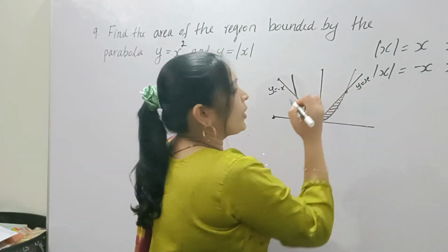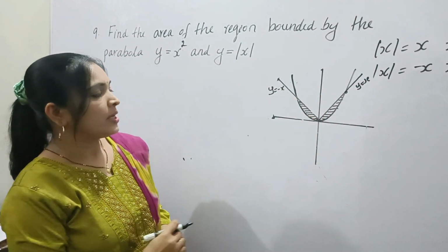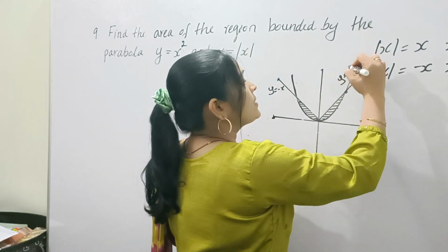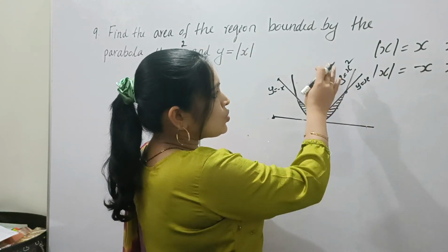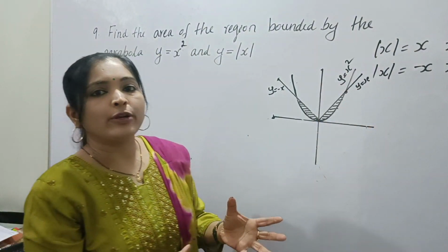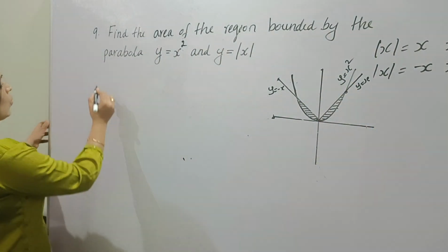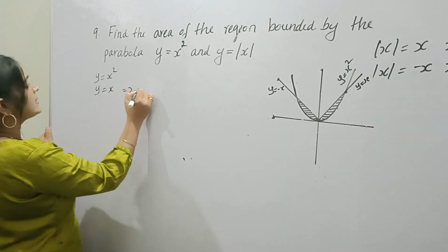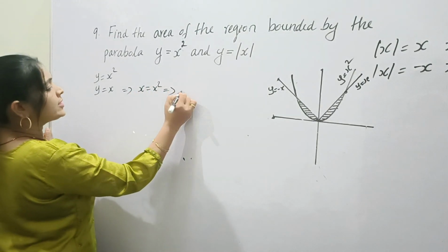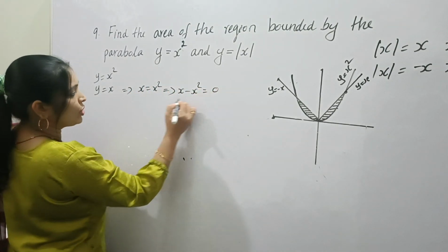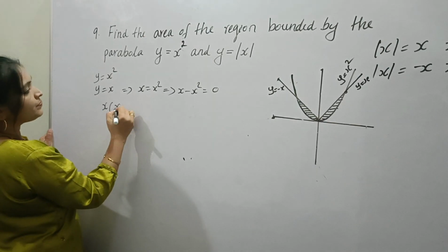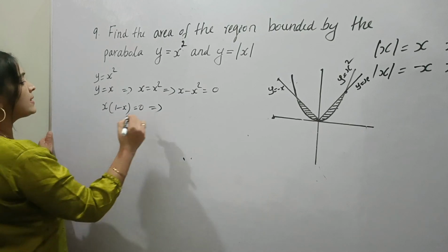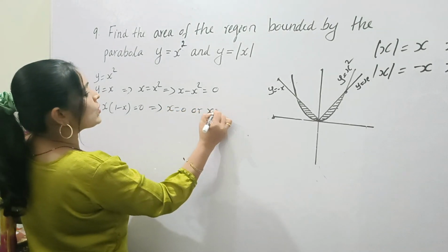Okay, let's find this point. So y is equal to x, and this curve is the parabola y is equal to x square. Solving these two equations we will get the values of x and y. Y is equal to x square, y is equal to x. That implies x is equal to x square, that implies x minus x square is equal to 0, x into 1 minus x is equal to 0, that implies x is equal to 0 or x is equal to 1.